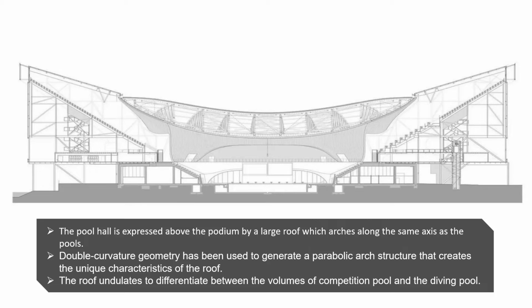Okay, so the pool hall is expressed above the podium by a large roof which arches along the same axis as the pools. Double curvature geometry has been used to generate a parabolic arch structure that creates the unique characteristics of the roof. The roof undulates to differentiate between the volume of the competition pool and the diving pool.